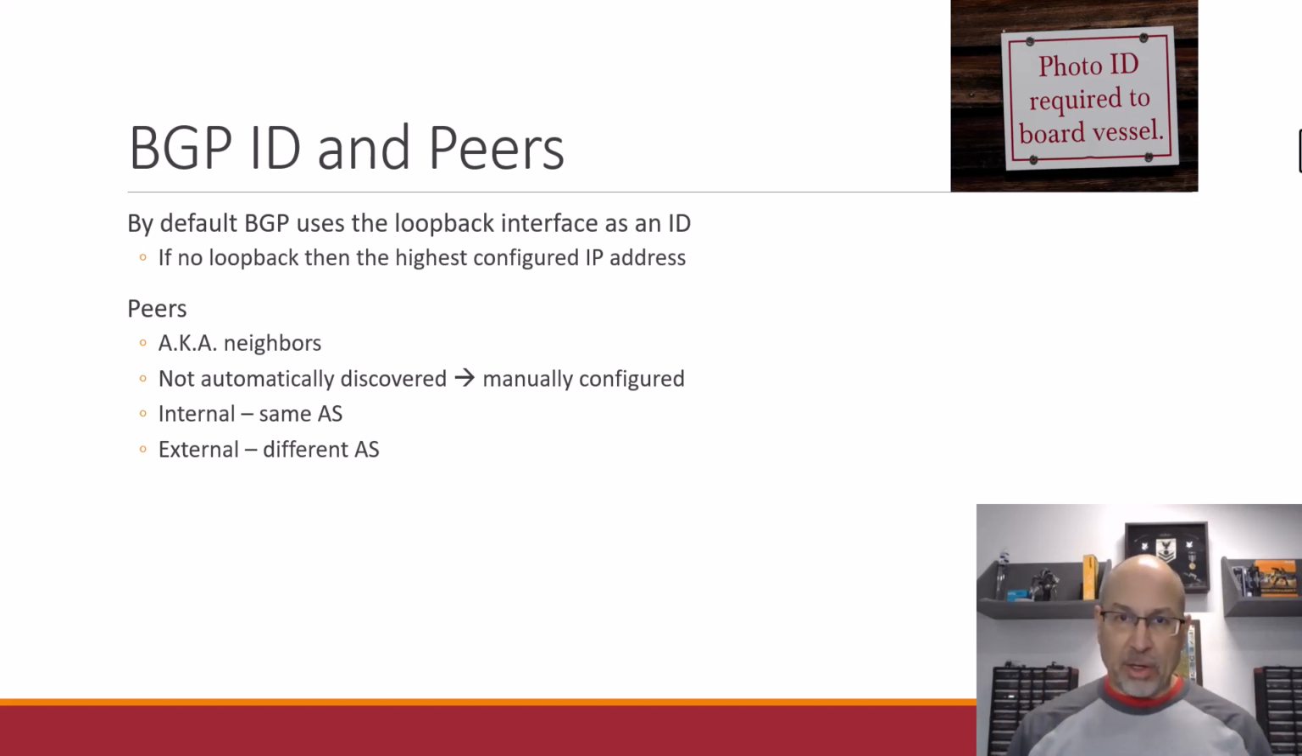Now, BGP peers are other BGP speakers that we're willing to communicate with. Unlike many routing protocols, BGP peers, or BGP neighbors, are not automatically discovered. You have to tell a BGP speaker who its neighbor is, in other words, who you're willing to exchange information with. There are two kinds of peers. We have internal peers, which are peers in the same autonomous system that you are, and then we have external peers, those that are part of a different AS. The topology that we're going to build today uses external peers.